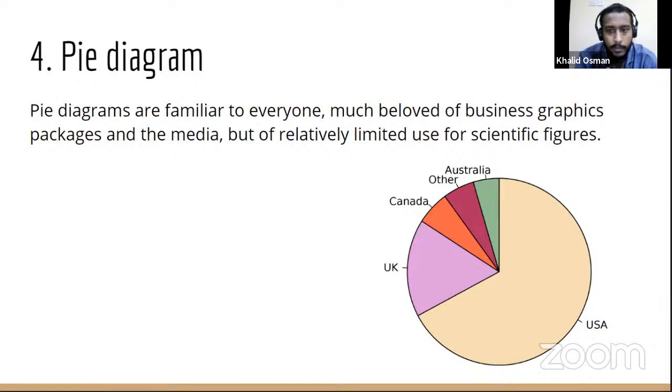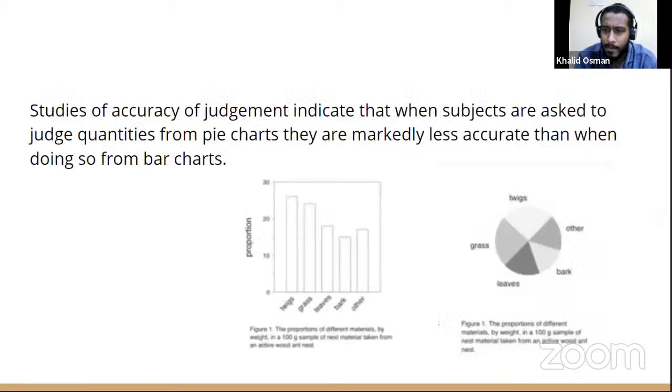The fourth one is the pie diagram. We are all familiar with this one. It's actually very commonly used by media and advertising in general, but it's not that commonly used in research. Pie diagrams are familiar to everyone, much beloved of business graphic packages and the media, but of relatively limited use for scientific figures.